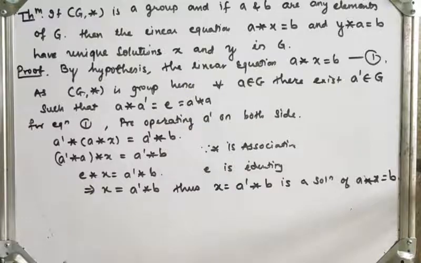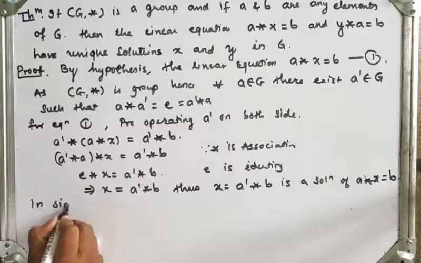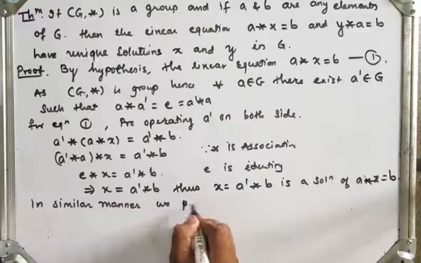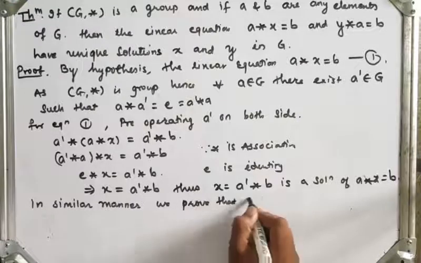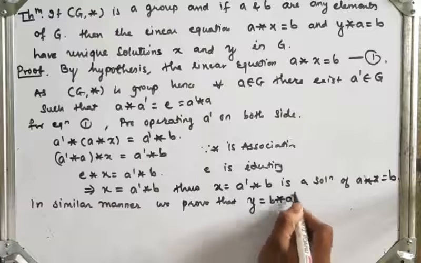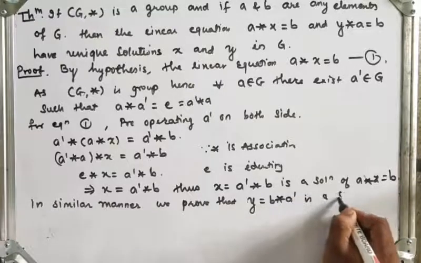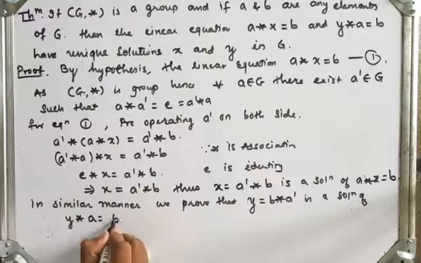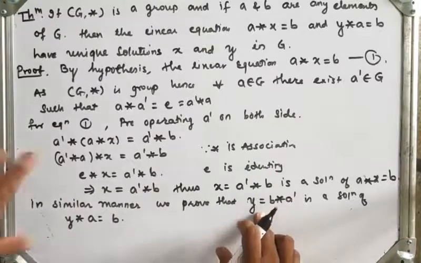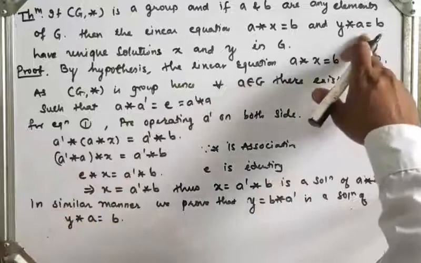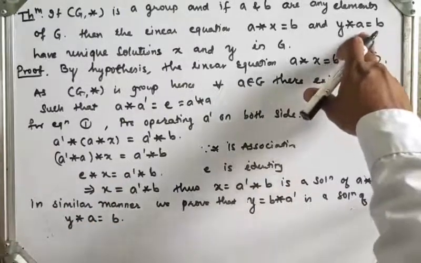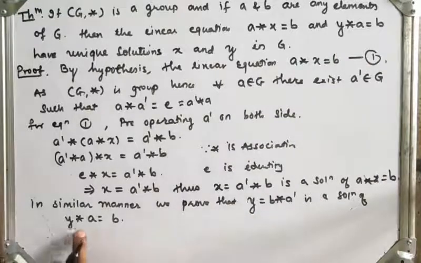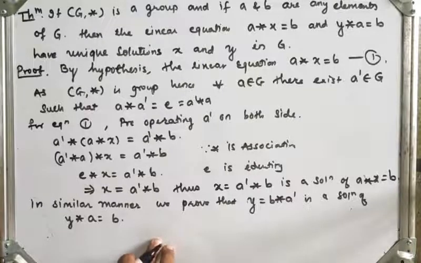Now, in a similar manner, we prove that Y is equal to B star A dash is a solution of Y star A is equal to B. Here what is given is Y star A is equal to B. So here post-apply A dash on both sides, and finally we get Y is equal to B star A dash, which is a solution of the equation Y star A is equal to B. So these are the two theorems.